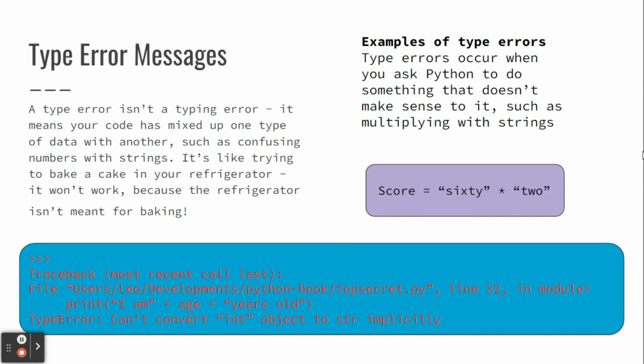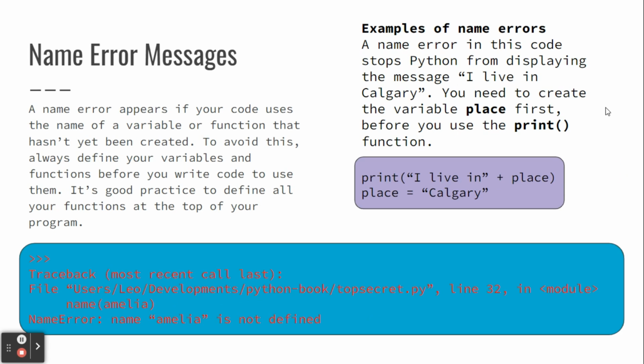So you can go back and fix your error. Next, we have name errors. The name error message appears if your code uses the name of a variable or function that hasn't yet been created. To avoid this, we should always define our variables and functions before we write code to use them. It's good practice to define all of your functions at the top of your program.